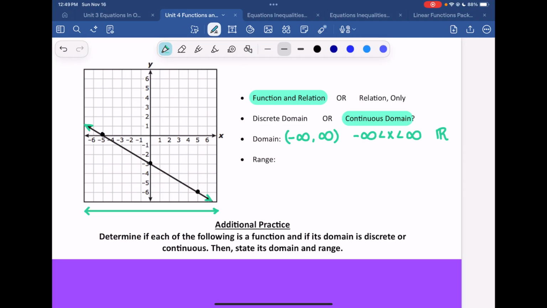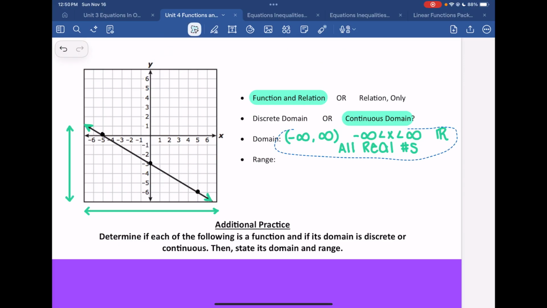Okay, so again, you could also write it out and say all real numbers. This is because it's going left and right forever. Now likewise with the range, the graph is going down forever and it's going up forever. So the range is also all real numbers.